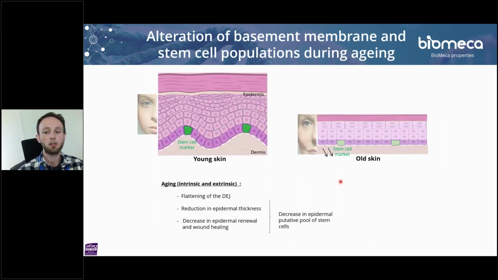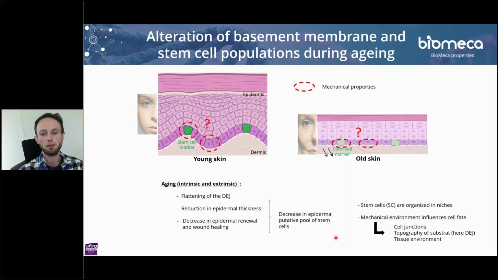This reduction in stem cell population, as you see here on these images, is concomitant with a flattening of the dermal epidermal junction, a reduction in the epidermal thickness, and a decrease in the renewal of the epidermis and the wound healing process. And this is probably due to a decrease in the epidermal putative pool of stem cells.